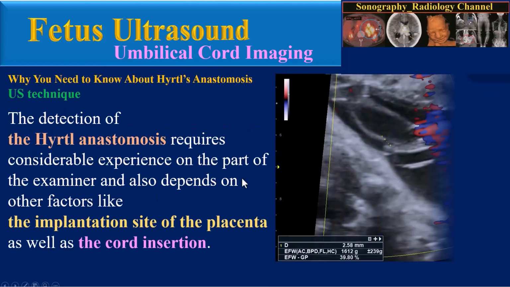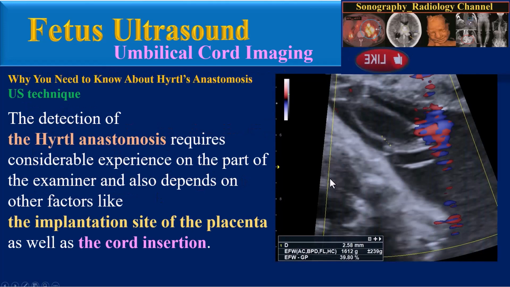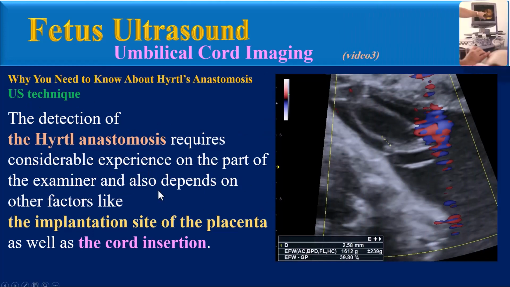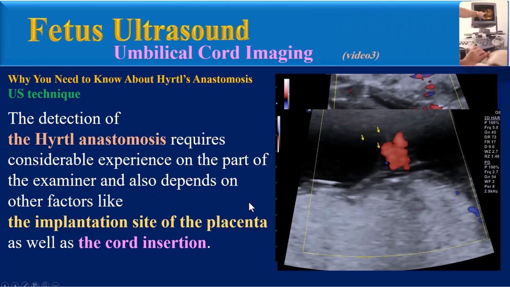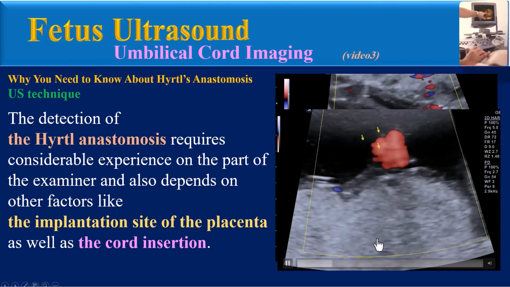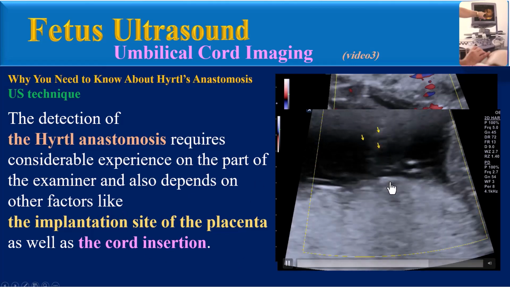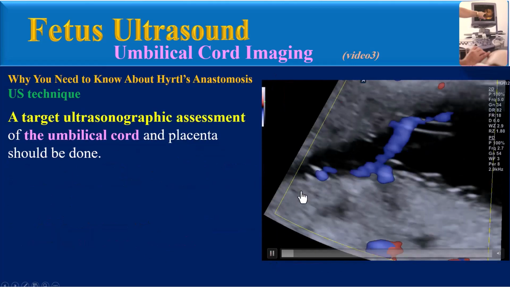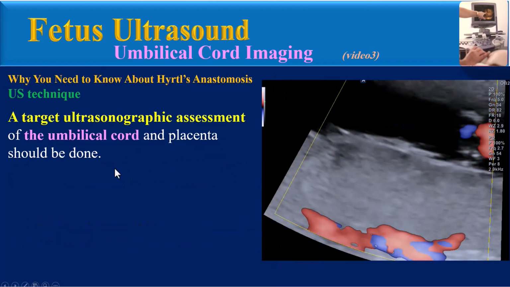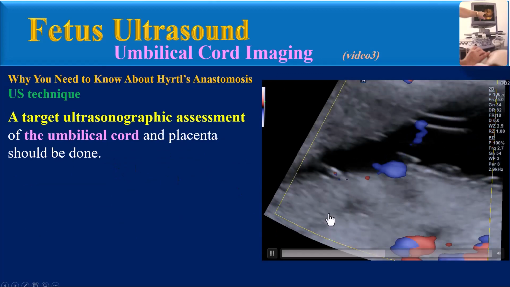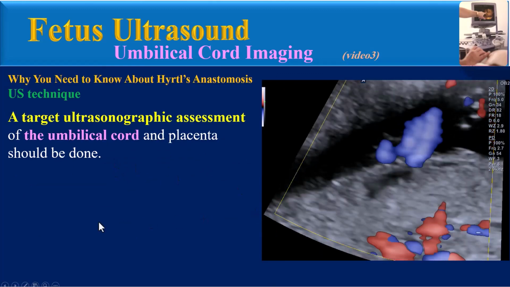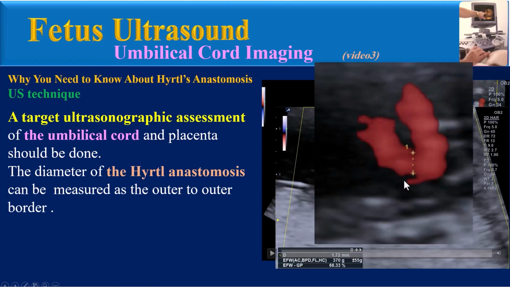The detection of the Hyrtl anastomosis requires considerable experience on the part of the examiner and also depends on other factors like the implantation site of the placenta as well as the cord insertion. A targeted ultrasonographic assessment of the umbilical cord and placenta should be done. The diameter of the Hyrtl anastomosis can be measured as the outer to outer border.